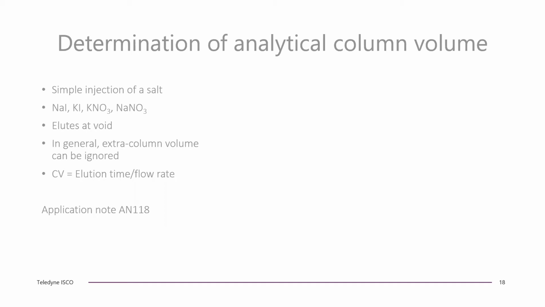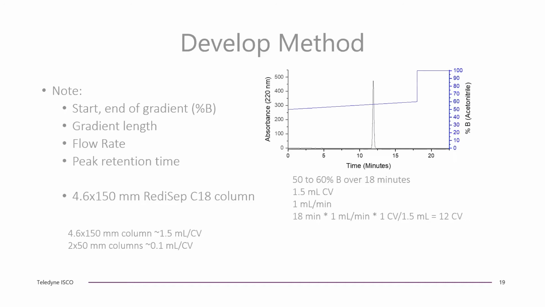I like to use a salt that absorbs UV light because they elute at the void volume at low organic concentrations. The void volume is very close to the column volume. I also ignore extra column volumes such as dwell volume ahead of the column and the volume from the column to the detector. I calculate the column volume by dividing the void volume by the flow rate. Next, develop the method. Note the solvent composition at the start and end of the gradient. Also, take note of the gradient length and flow rate.